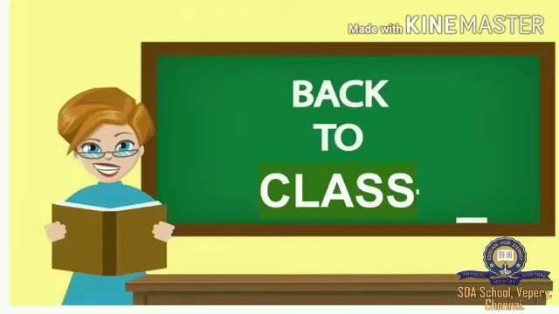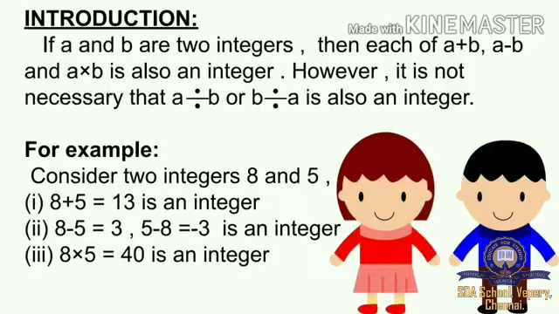Let's begin our class. Let's recall our previous class. If a and b are two integers, then each of a plus b, a minus b, and a into b is also an integer, right? However, it is not necessary that a divisible by b or b divisible by a is also an integer.